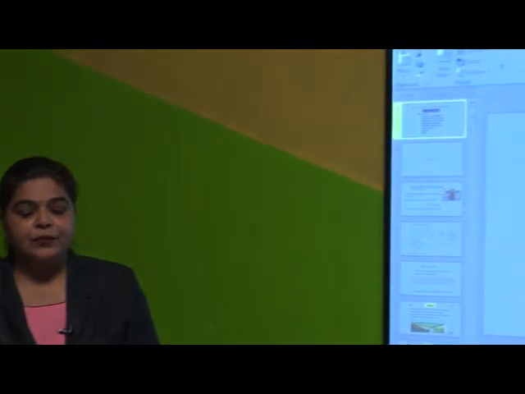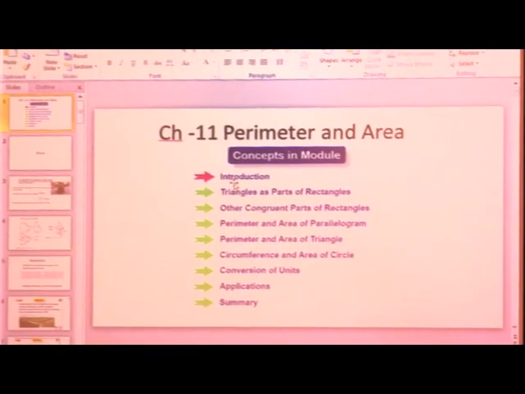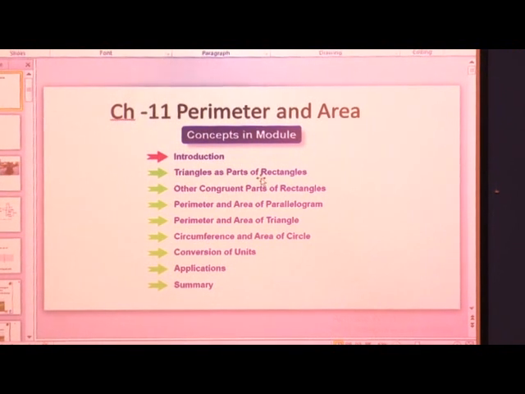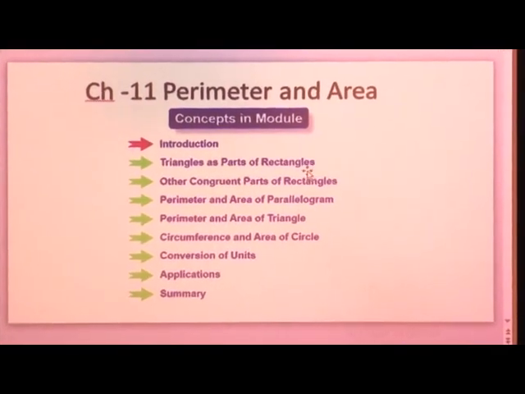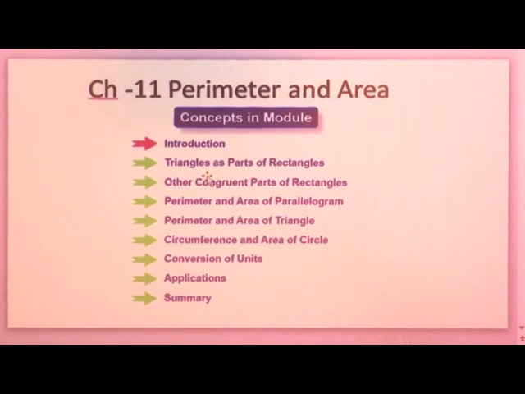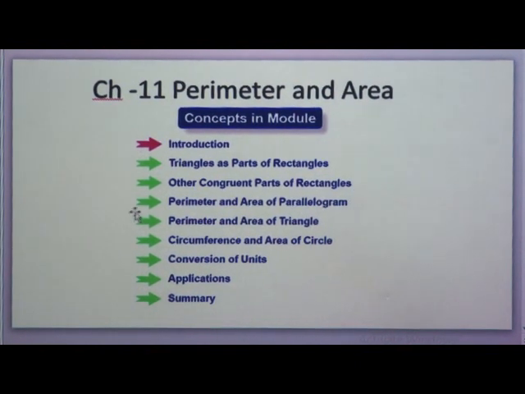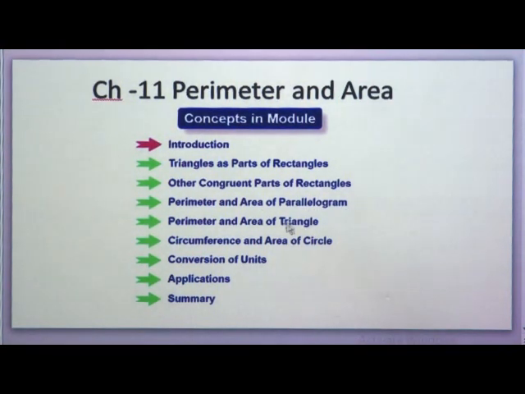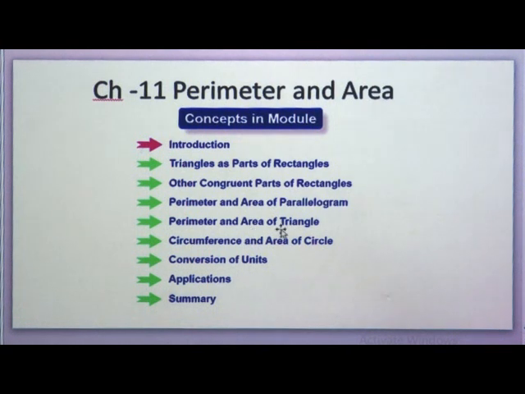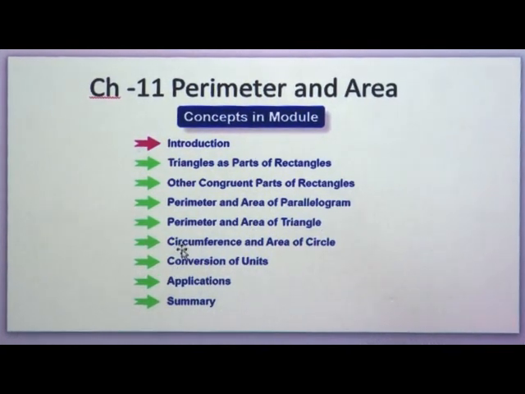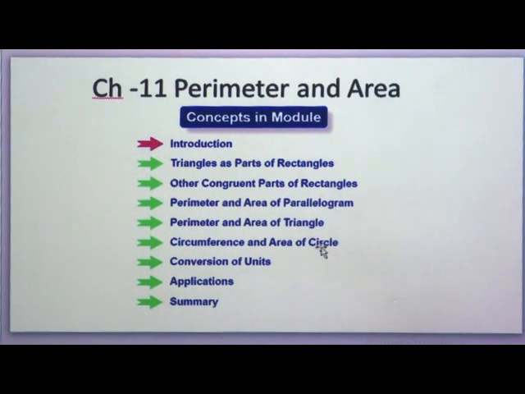So, what are we going to learn in this chapter? Just a summary. In short, first we will have an introduction, then triangles as a part of rectangles. We will learn this in detail also. Triangles as a part of rectangles, other congruent parts of rectangles, then perimeter and area of a parallelogram, perimeter and area of a triangle, circumference and area of a circle.